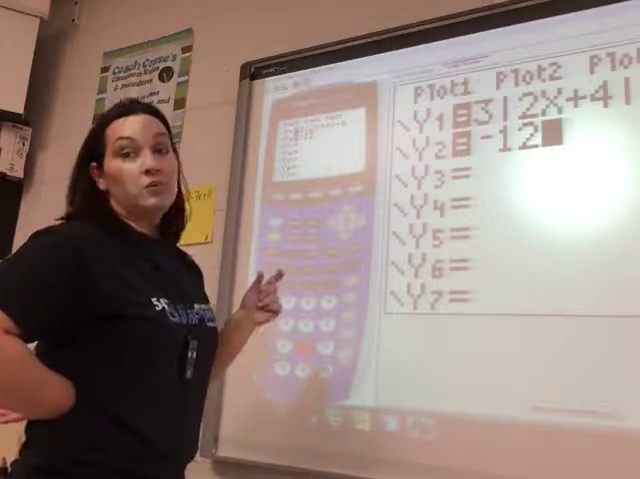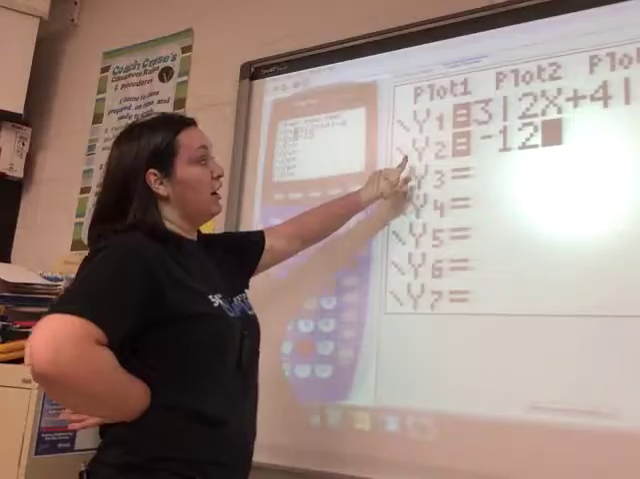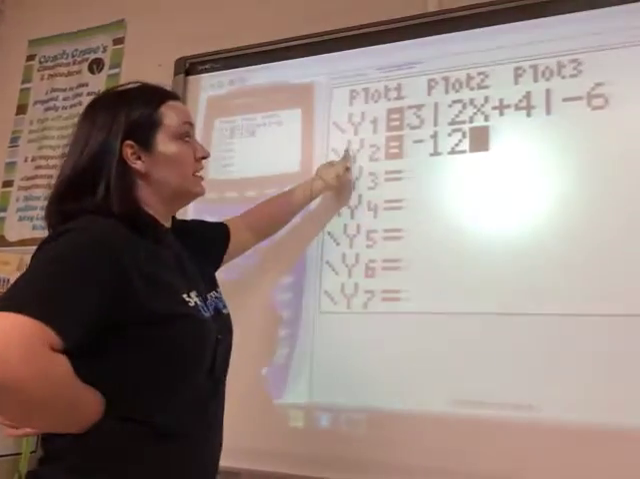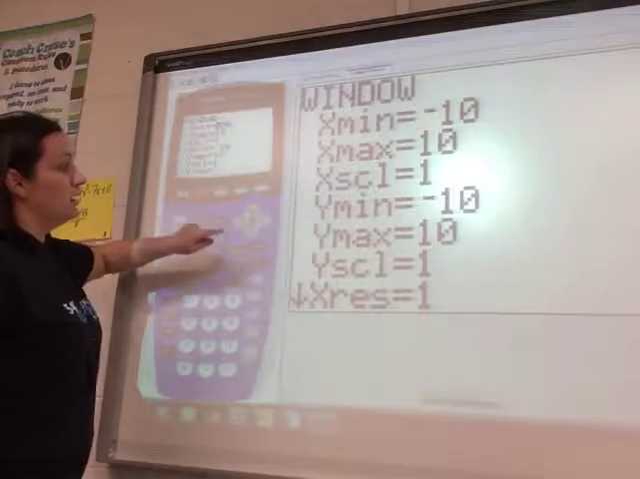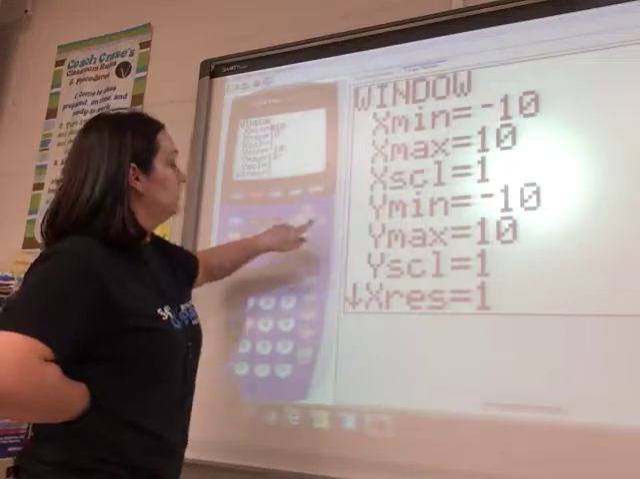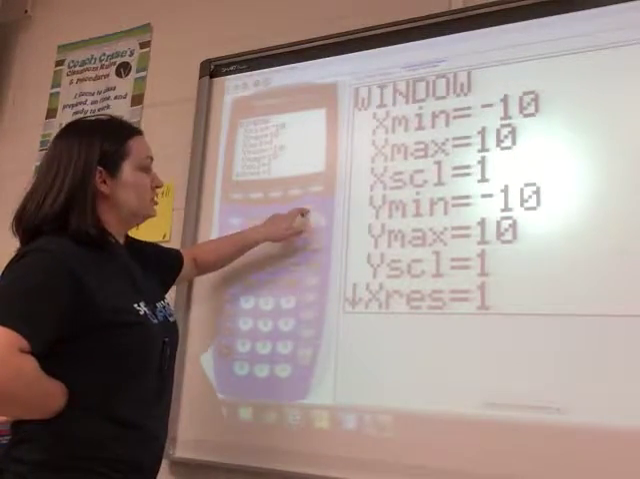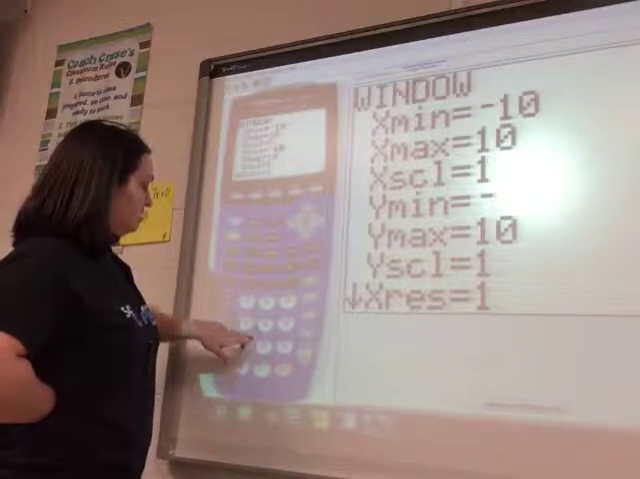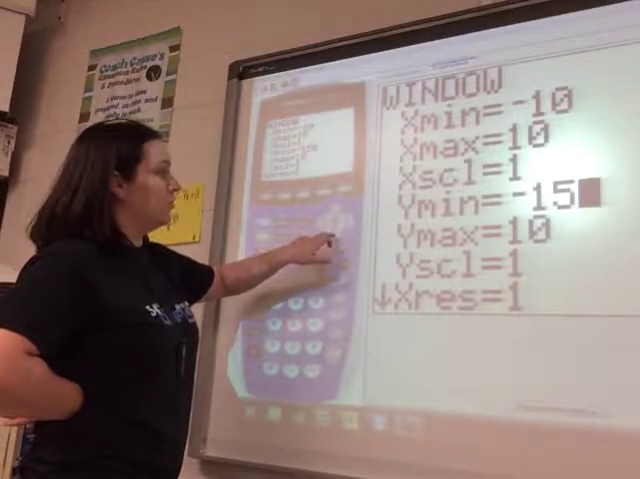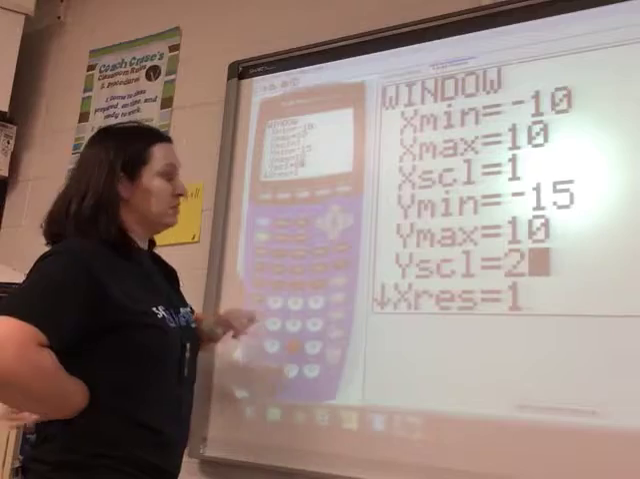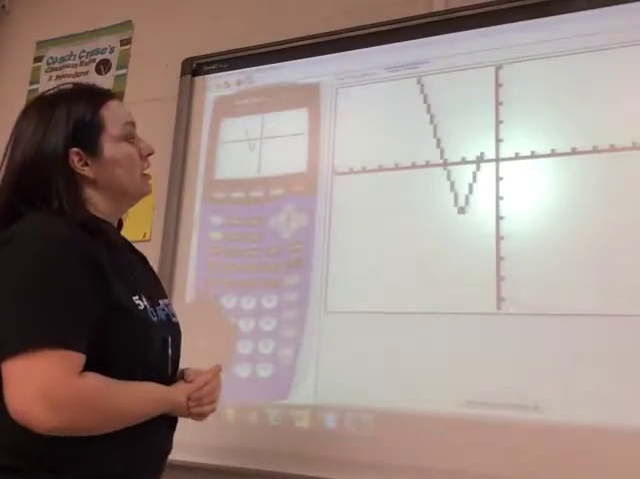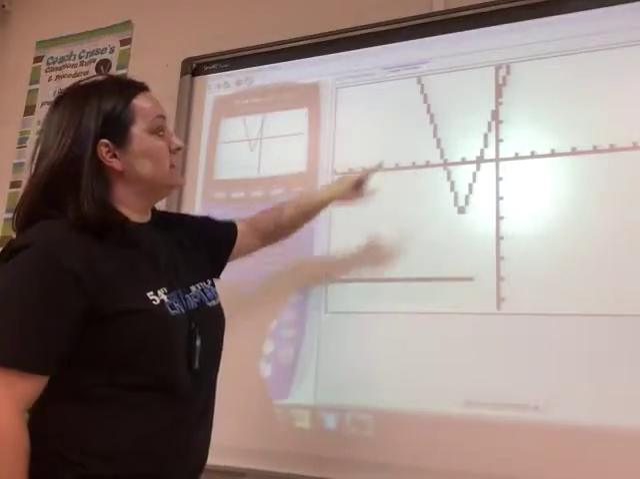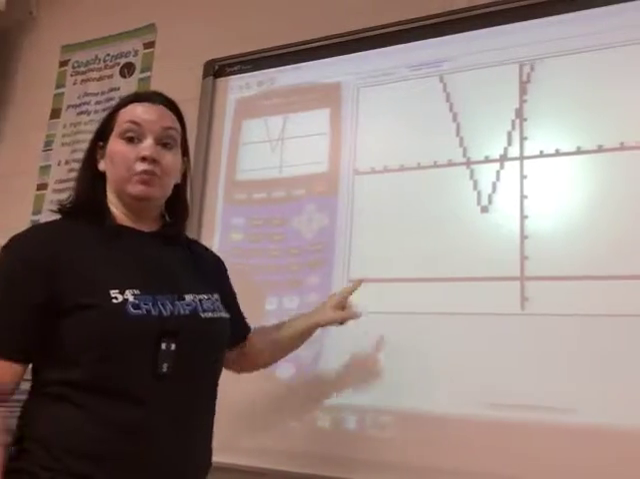I'm going to have to mess with my window a little bit to show this graph. Negative 12 is outside a standard window of 10, so I want to go to my window. And I want to change my y-min to be, let's just do a negative 15 just to make sure it shows up. I want to count my y's by 2 just to make my picture a little bit nicer. Then hit graph. So there's my absolute value piece I want to see. And down here's my linear piece I want to see.